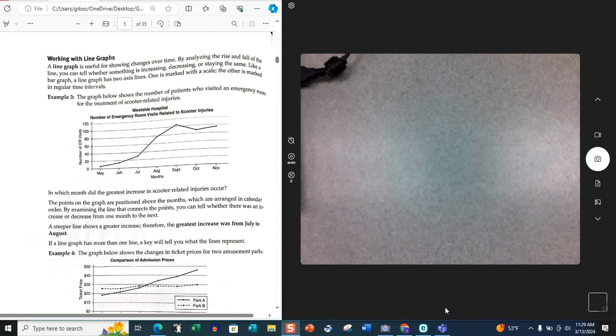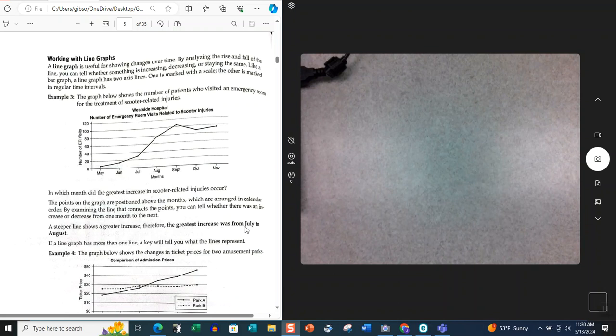Okay, the graph below shows the number of patients who visited an emergency room for the treatment of scooter-related injuries. So you see here, you have a number of ER visits and you have the months. In which month did the greatest increase in scooter-related injuries occur? The points on the graph are positioned above the months, which are arranged in calendar order. By examining the line that connects the points, you can tell whether there was an increase or decrease from one month to the next. A steeper line shows a greater increase.